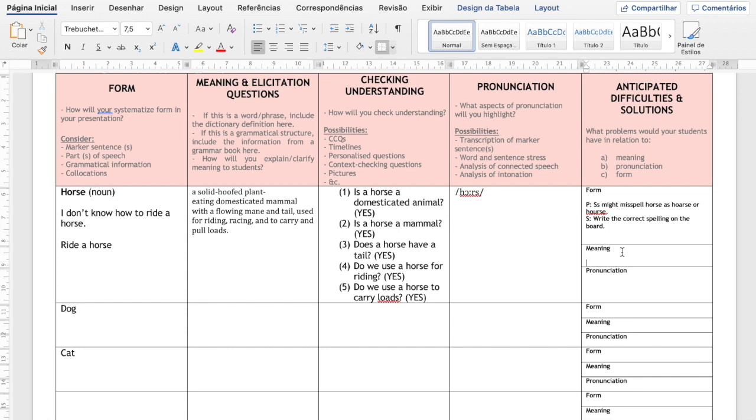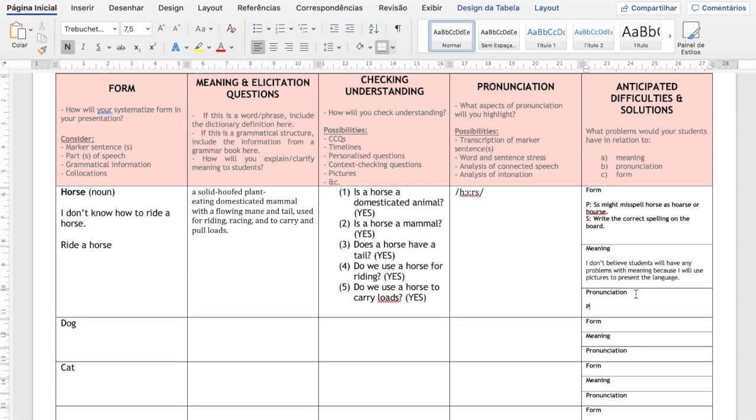In terms of meaning, well, I don't think students will have any problems with meaning, so you have to justify that here. I don't believe students will have any problems with meaning because I will use pictures to present the language. And then we need to think about problems with pronunciation. So, students might pronounce horse as.